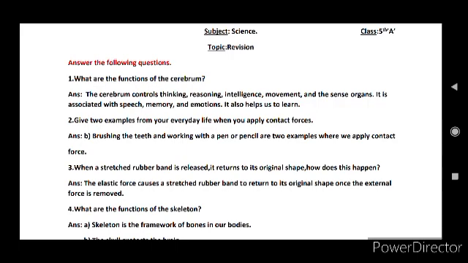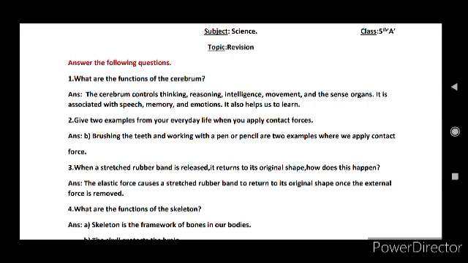The cerebrum controls thinking, reasoning, intelligence, movement, and the sense organs. It is associated with speech, memory, and emotions. It also helps us to learn. The cerebrum is the largest and main part of the brain. It has many grooves and folds that make it look like a walnut.